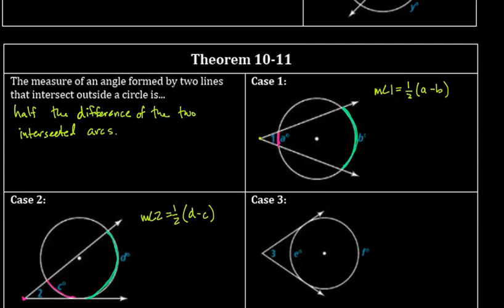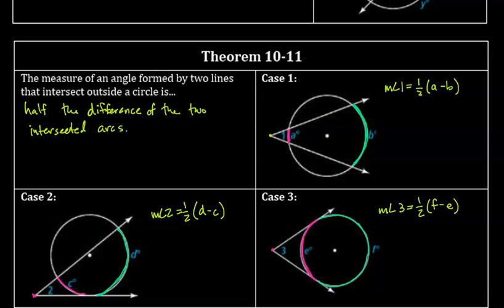Case 3 would be where I actually have two tangent lines intersecting the circle, right? And their intersection point is here outside the circle. Again, they're going to be intercepting two different arcs, one that's closer to the vertex, and then one that's like farther away from the vertex here. And I'm still going to say that that angle's measure is half of the difference between those arc measures. F minus E, cut that in half, that's your angle measure there.